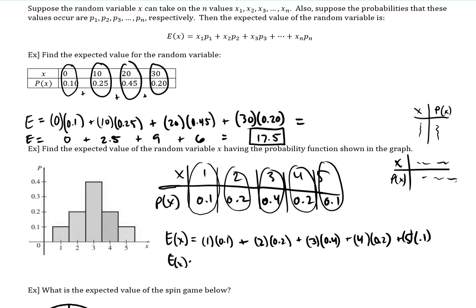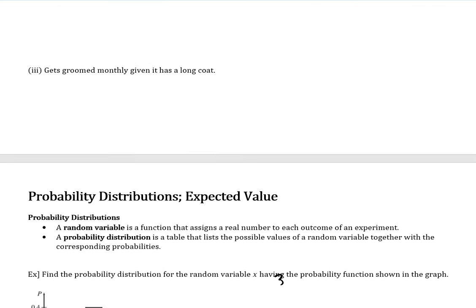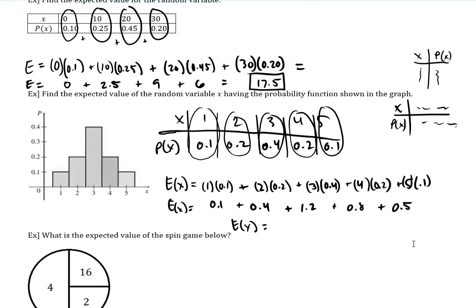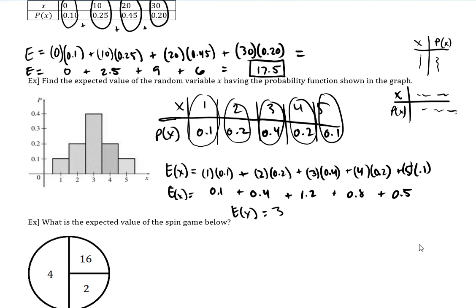And then from here, we have E of X equals 0.1, 0.4, 1.2, 0.8, and then the last one is 0.5. Okay, so that was nice enough. Again, if you need the calculator, go ahead and jump to it. It's perfectly fine. Then I am going to add those up to finish it off. It does simplify to become just 3. Okay, so that's our answer for this one.